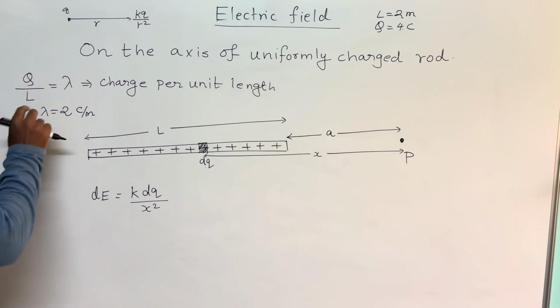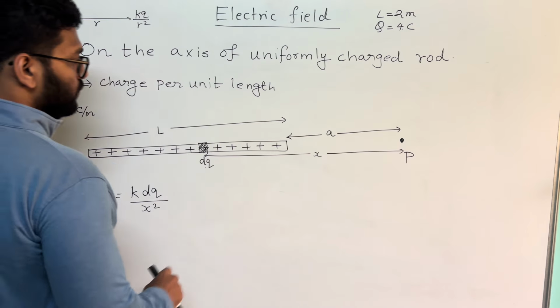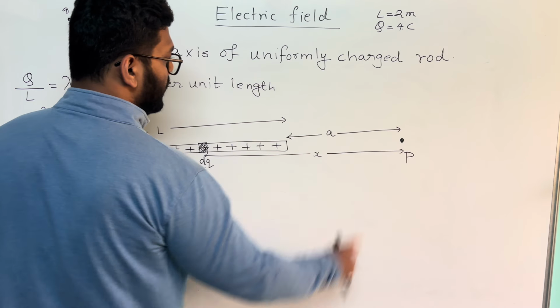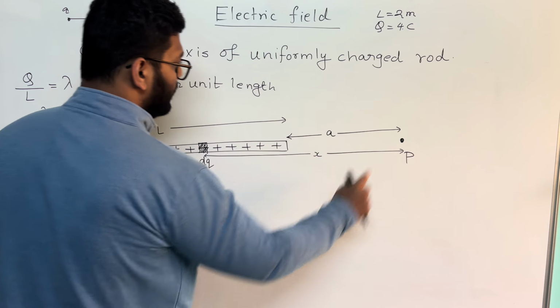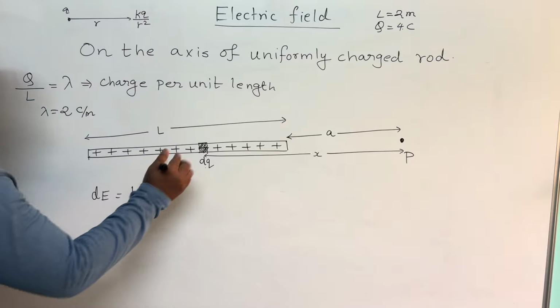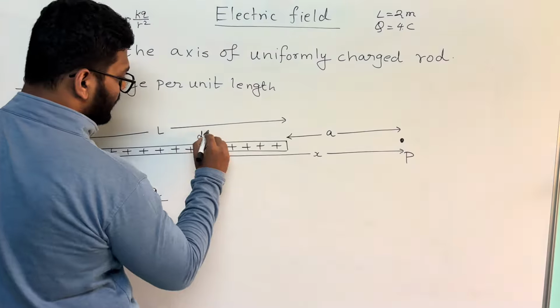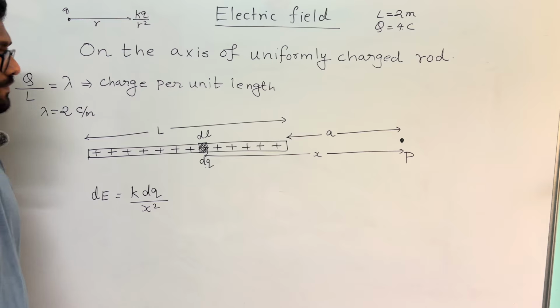Okay, so per unit length the charge is constant. That's it. This is a dq charge, and because of this dq charge, the electric field at point P, at a distance x, will be something. So dE is k dq by x square, right? Now this dq will have a small length dl.